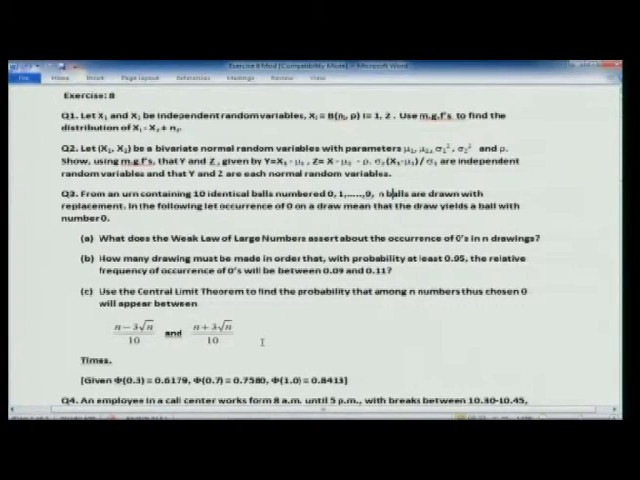Okay. Question 3 is: from an urn containing 10 identical balls numbered 0, 1 to 9, n balls are drawn with replacement.